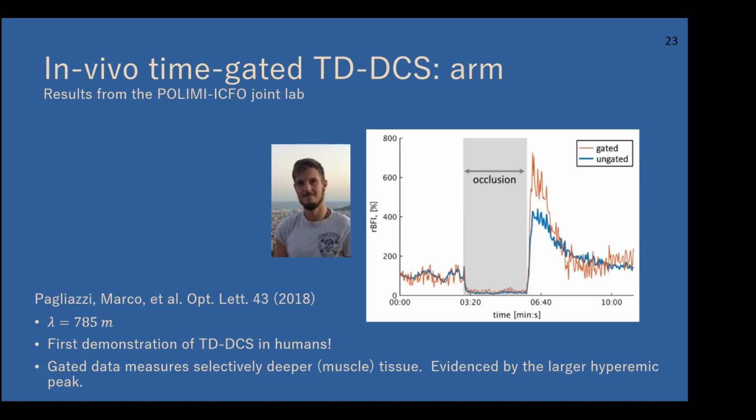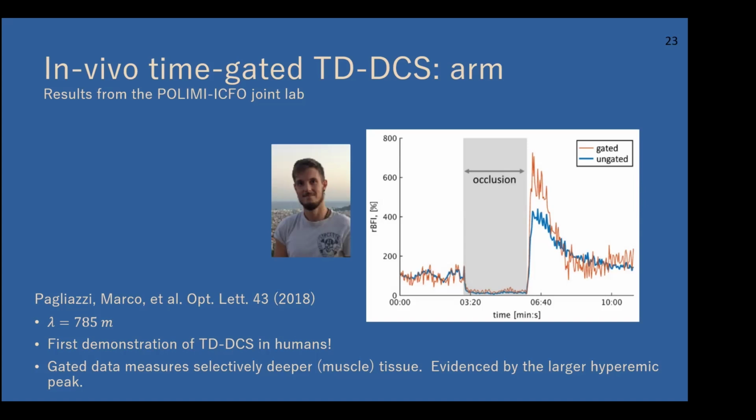He was a PhD student at ICFO, but thanks to the joint lab and the experimental setups at PolyMe, he was able to take these measurements, and he showed that by taking gated measurements, so by selectively looking at the muscle and getting rid of all the skin and the fat layers, he could see that there was a higher response to blood flow after an arm cuff occlusion.